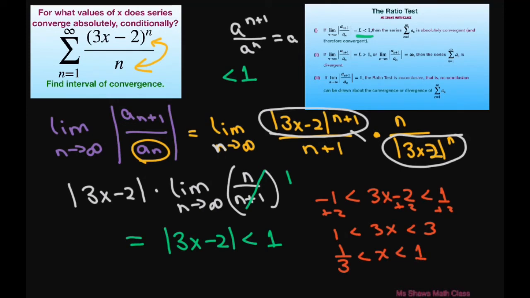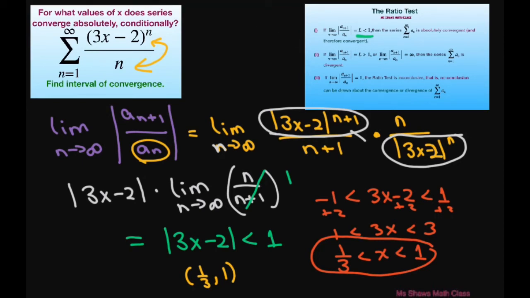So the series converges on this interval from 1/3 to 1. That's going to be your absolute convergence. By the way, this series diverges, if you use the ratio test here, for the absolute value of 3x minus 2 greater than 1. Now, we're going to check the endpoints. So let's do that.